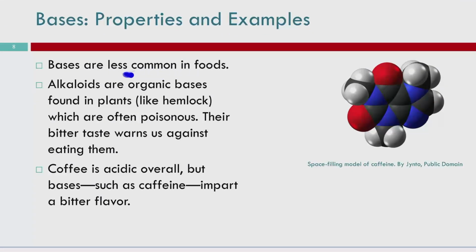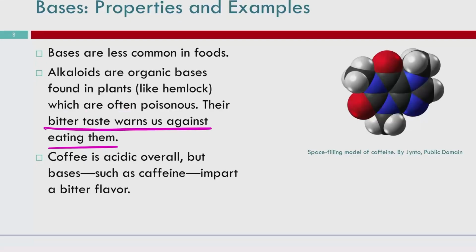Bases are a little bit less common in foods. Alkaloids are a class of organic bases, so they're carbon-based bases found in plants that are often poisonous, and that bitter taste warns us against eating them. That bitter taste also shows up in things like Indian Pale Ales and other sort of adult beverages. And coffee also has some bases in it, like caffeine, that might impart a bitter flavor. You can also get bitter flavors if your coffee's burnt.